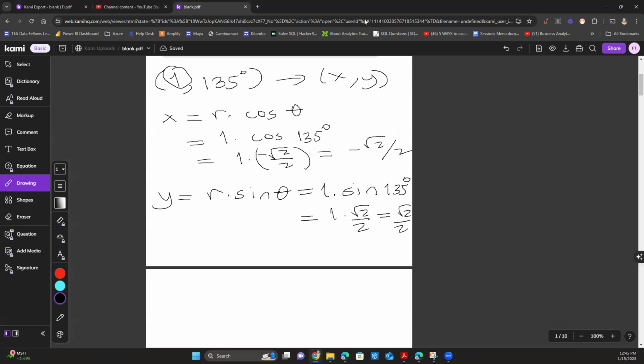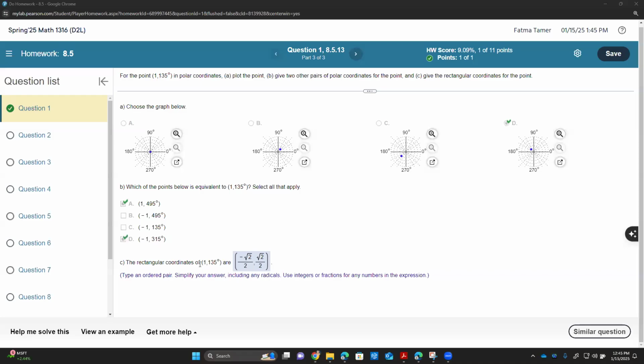So when I go back to the homework and share my homework screen again with you guys, I will tell them that for 1 comma 135, this polar coordinate is the exact same coordinate as negative root 2 over 2 comma root 2 over 2 for this problem.